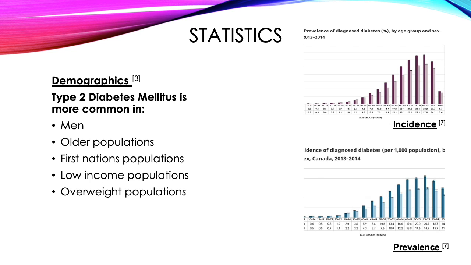There are two graphs shown on the slide above. One being incidence. 90% of diabetes cases in Canada are type 2 diabetes. Statistics show that in 2014, 8.1%, which is approximately 3 million residents in Canada, were living with diabetes. For prevalence, the highest prevalence of type 2 diabetes is in the 80 to 84 age range.